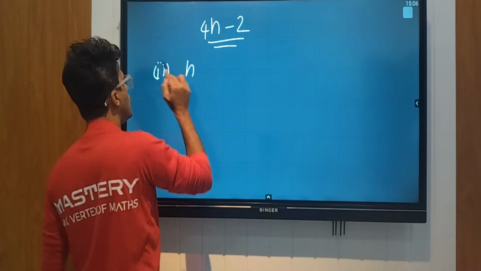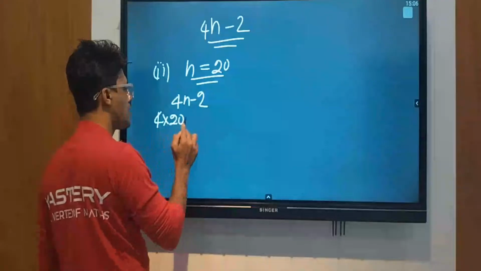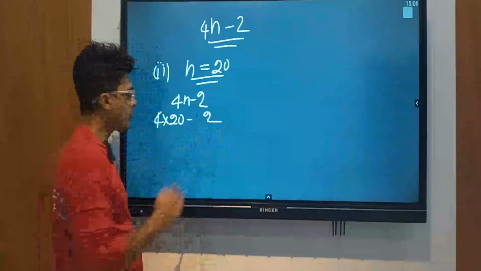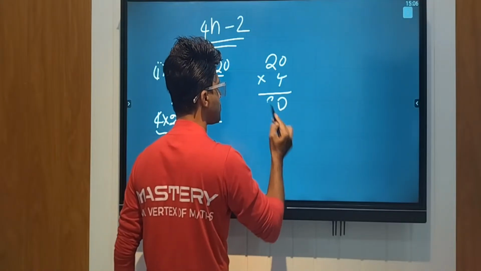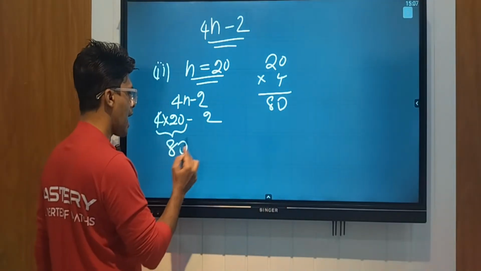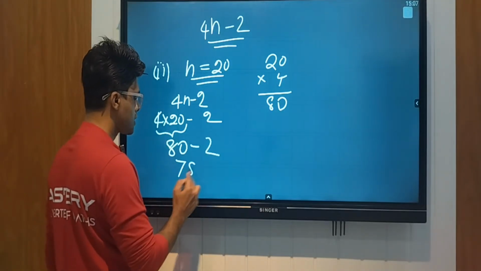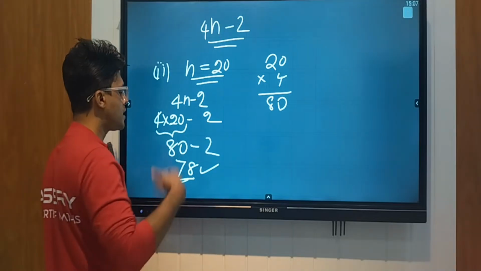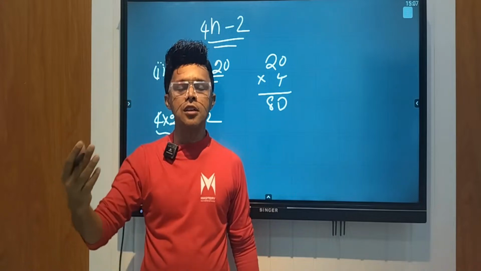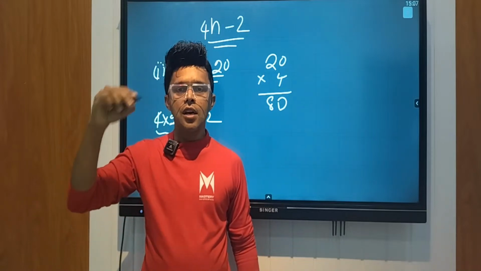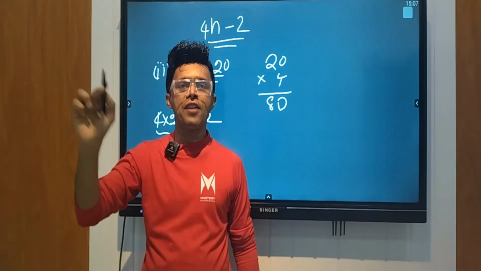So now we substitute n equals 20. 4 times 20, you know that: 4 times 2 is 8, so 80. 80 minus 2 is 78. This is the 20th term. If you want to get the 13th term, you could substitute n equals 13. If you want the 5th term, you could substitute n equals 5.